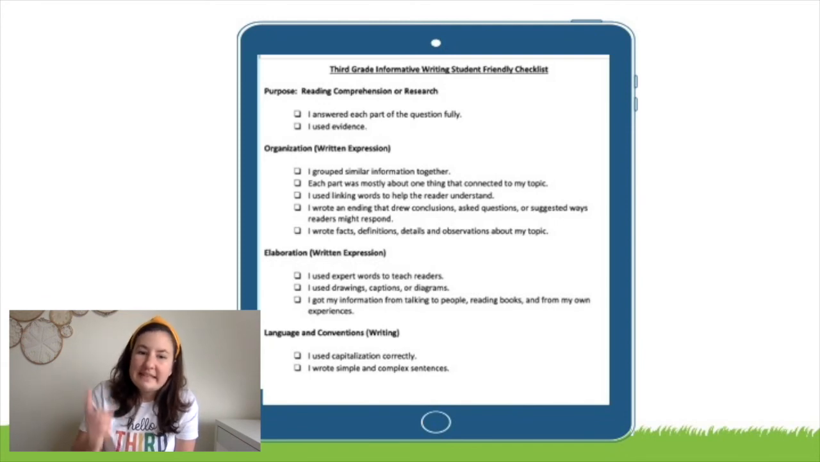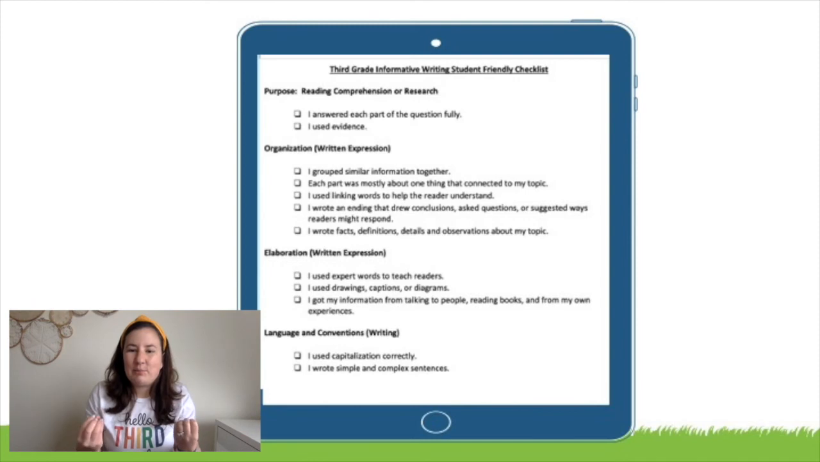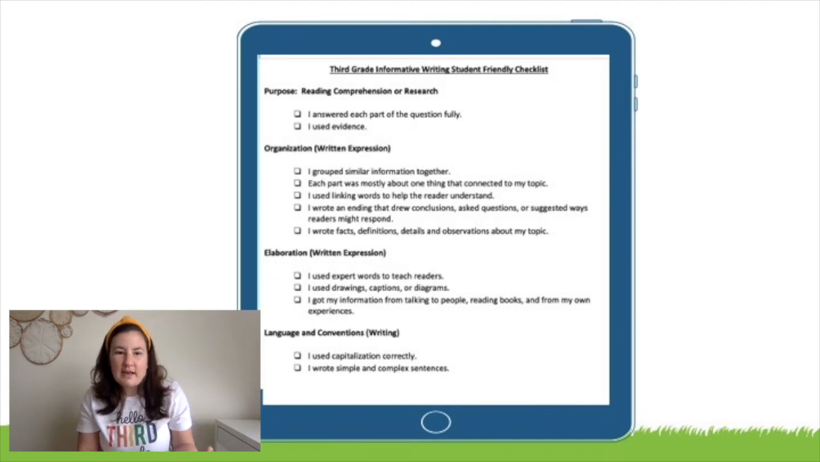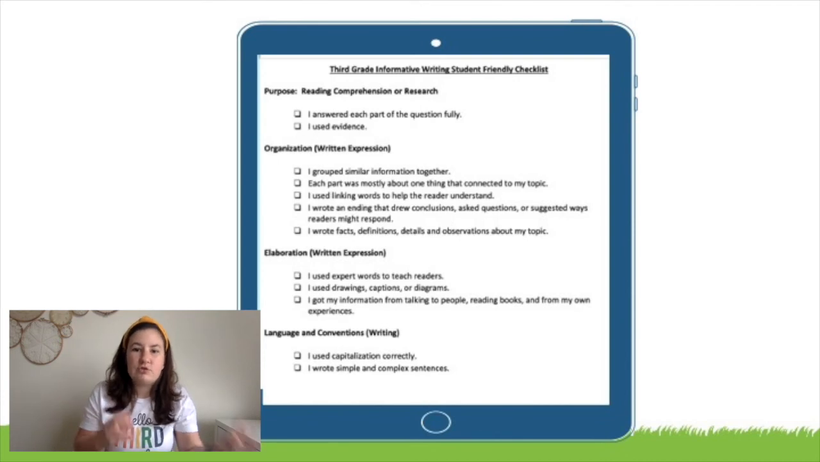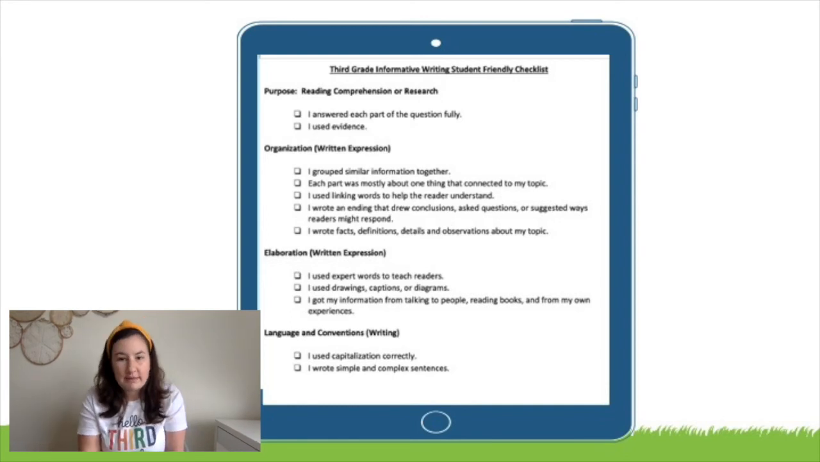You want to make sure you include details, definitions, and facts about your topic. Elaboration, that means how could you add on and really pull that reader in. You want to use expert words so that you can teach the readers through your writing. You can use drawing, captions, or diagrams. And you're going to use information as if you're talking to people, reading books, and from your own experiences. Pull from all of those areas when you're answering. And the last portion you want to think about is using the correct capitalization as well as making sure you have multiple types of sentences, so simple or complex.